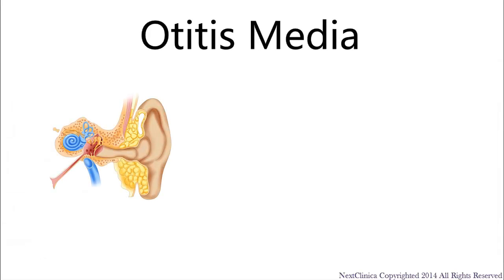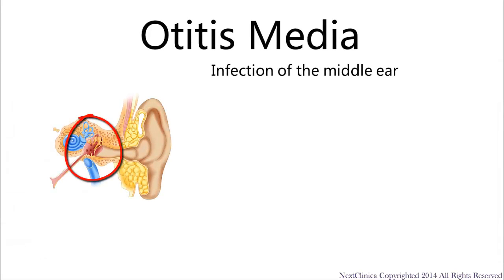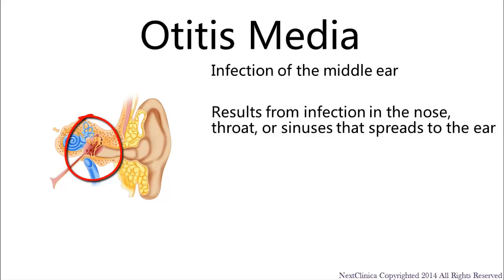Otitis media is the term used to refer to an infection of the middle ear. This usually results from an infection in the nose, throat, or sinuses that spreads to the ear. This type of infection is more common in children because their eustachian tubes, which drain the middle ear to the back part of the nose, are more horizontal and shorter.